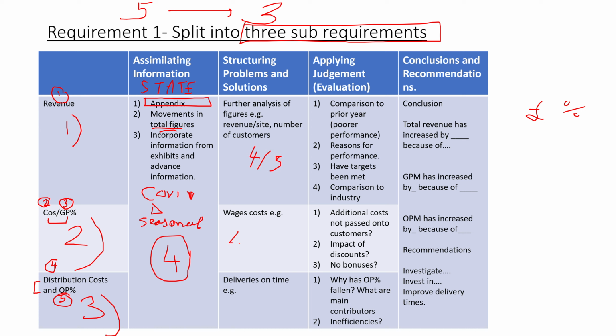4 or 5 marks. Okay, so there are actually more marks for structuring problems and solutions, so maybe we can say there are 12 here. That might not be the number of marks, but I'm just telling you how I'm thinking about it. So this is where you're doing further analysis of the data, you're doing a bit more number crunching, you're trying to understand what the movements are.